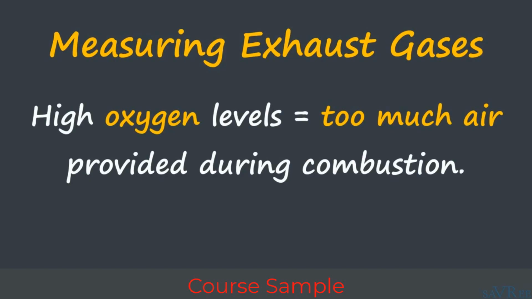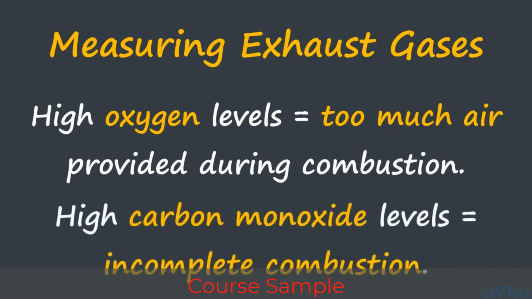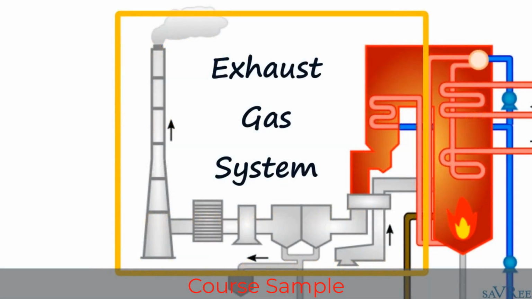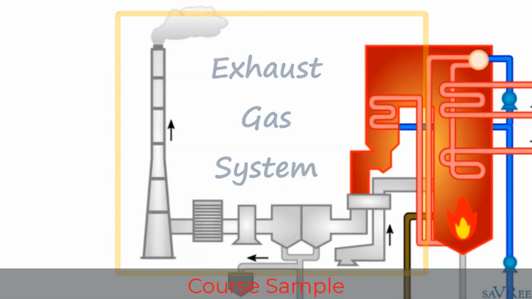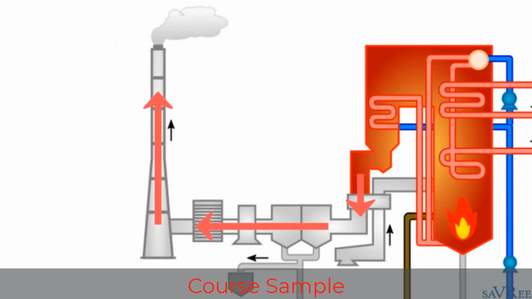Large amounts of oxygen indicate that we've added too much air and perhaps not enough fuel. Large amounts of carbon monoxide indicate that we've added not enough air and that combustion efficiency is low because combustion was not complete. The exhaust gases will pass through the preheater, and some of the remaining heat from the exhaust gases is used to heat up the air which is being fed to the boiler.